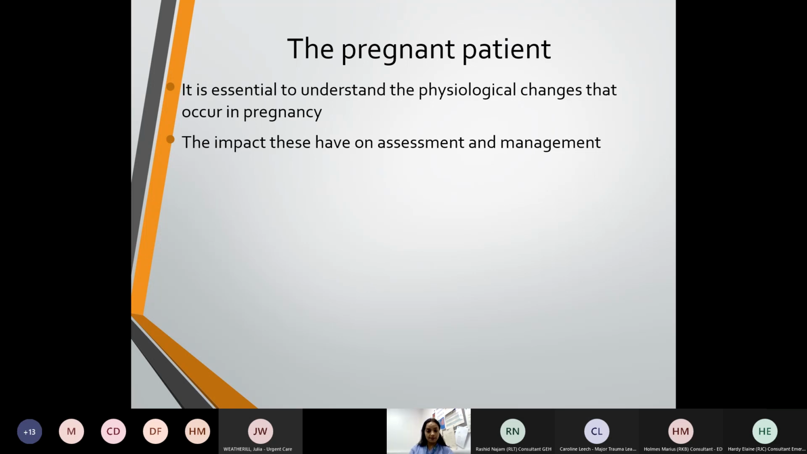Especially the more advanced the pregnancy is, the more profound those physiological changes can be. And obviously, it is extremely important that we keep this in the back of our mind, because this will have implications for the way we assess and manage such patients.